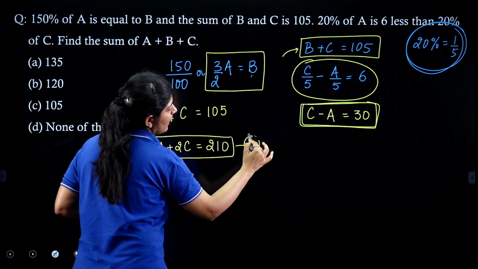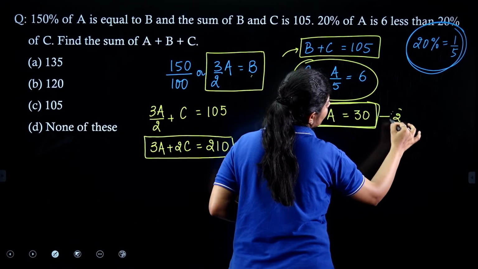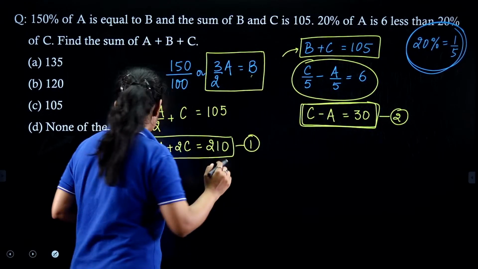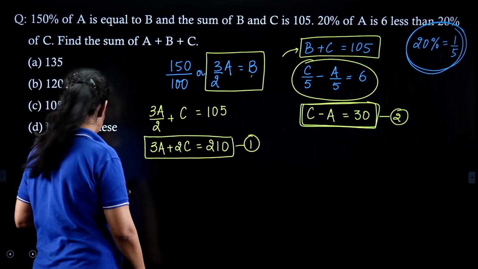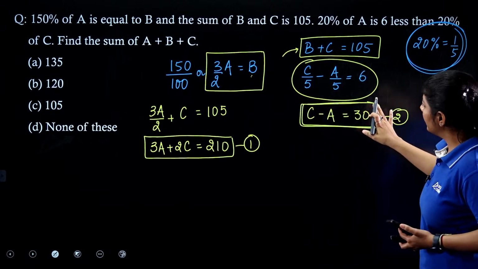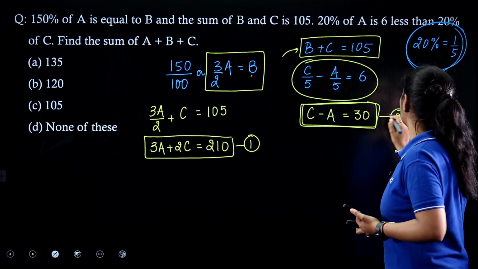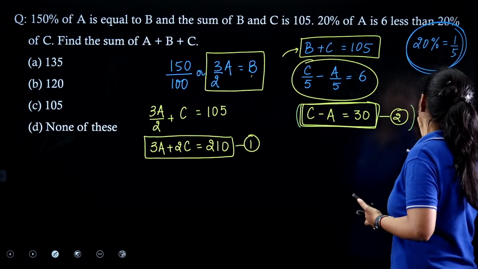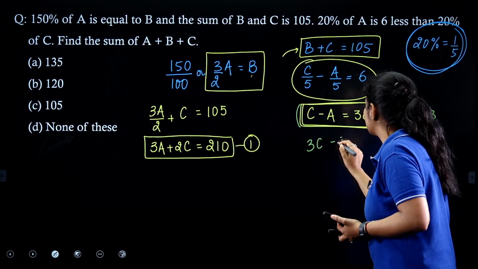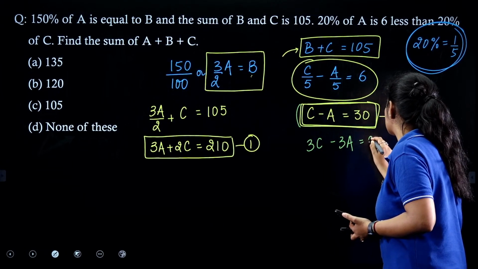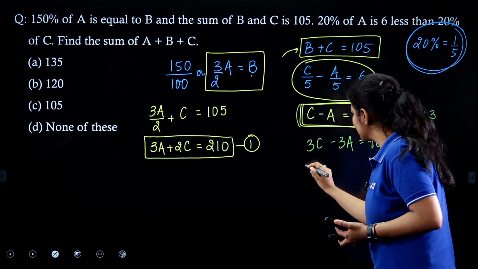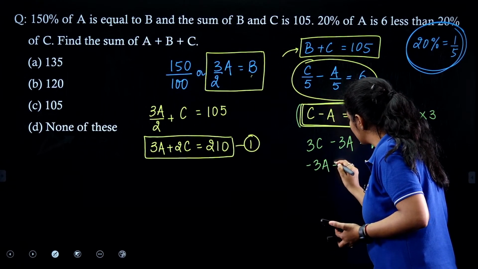If you see, I am having 2 equations now. This is my equation number 1 and this is my equation number 2. I am having 2 equations and 2 variables. So what I will do, I simply multiply my equation number 2 by 3. So that here I will get 3C minus 3A is equal to 90. Right? Now, I can write it in this format as well.